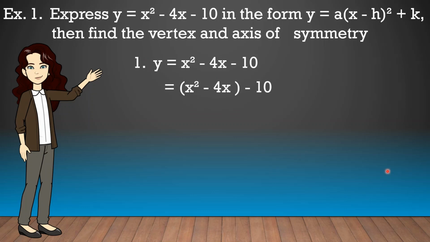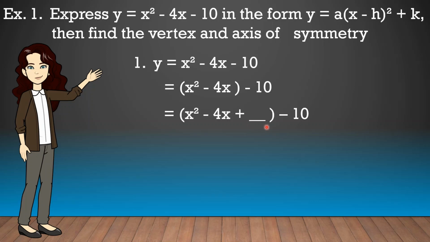The first step is we need to group the terms of x. So we need to separate the constant. So it becomes the quantity of x squared minus 4x and then minus 10. After that, we are going to write plus blank to make it a perfect square trinomial, minus 10. Okay, what must be added here? You're going to use completing the square.